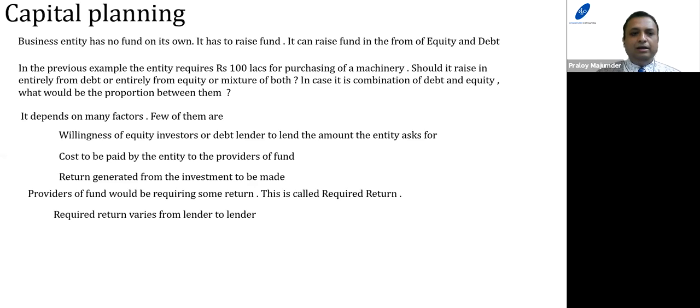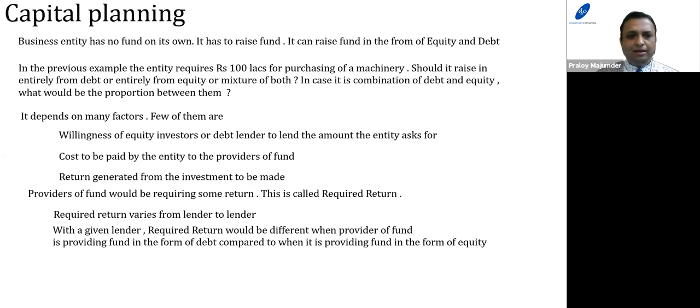Now, required return varies from lender to lender, from one bank to another bank, one provider to another provider. Also, with a given lender, the required return would be different when the provider is providing fund in the form of debt compared to when it is providing in the form of equity. What does it mean? Suppose I want to raise 100. I go to X and say, please give me 100 in the form of a loan. In that case, X will ask for a particular interest. When I ask X to give me 100 in the form of equity, X would be asking for a return, which is generally given in the form of a dividend, much higher than what it is asking for the loan.